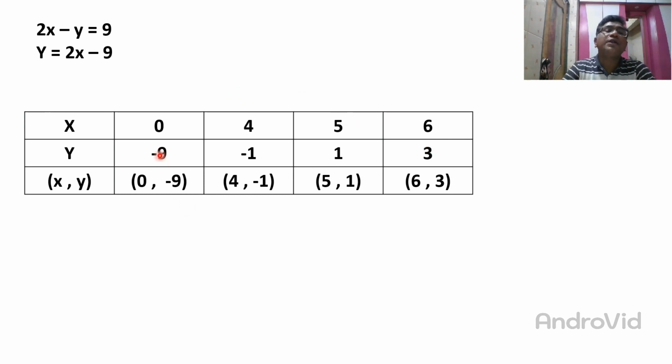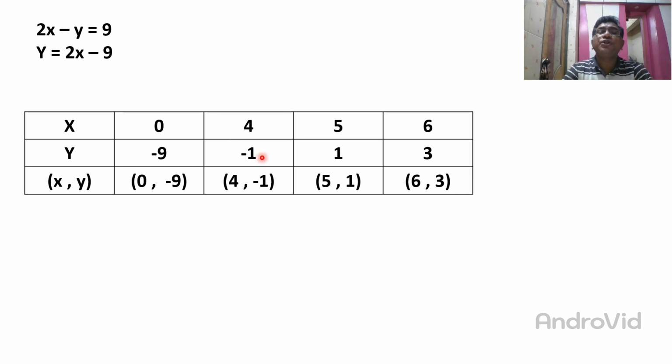In such a way you are getting x value 0. So 2 into 0, 0. 0 minus 9, you get y value -9. So x coordinate 0, y coordinate -9. Then you take x value 4, keep here x value 4, 4 into 2 is 8, 8 minus 9 is not possible. So 9 minus 8, what remains? 1.